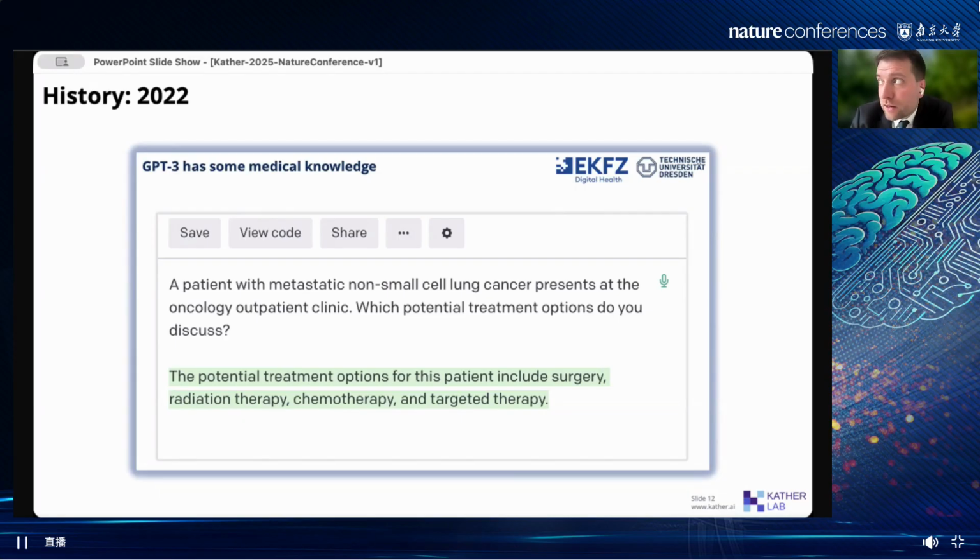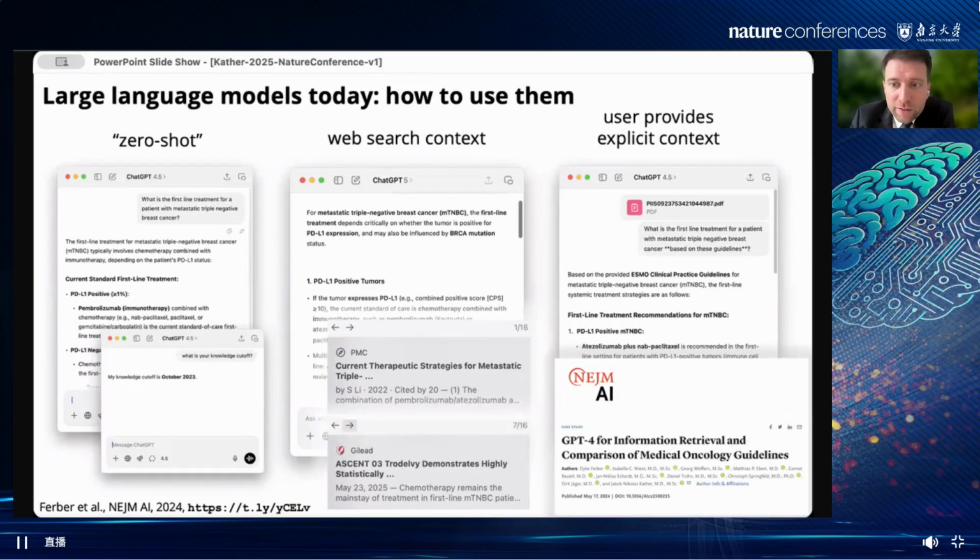this idea of large language models in oncology has evolved tremendously, where we now have, everybody has large language models on their phone, right? We're all using them every day. There's different ways to use them. For example, in oncology, one is zero shot. You just ask a question and you get a response by the model, which is based on the learnings that it has from its training data, right?